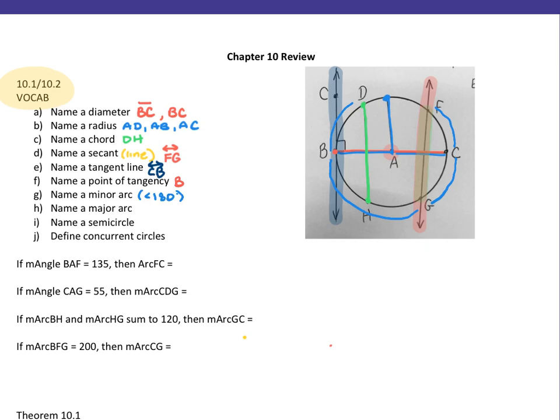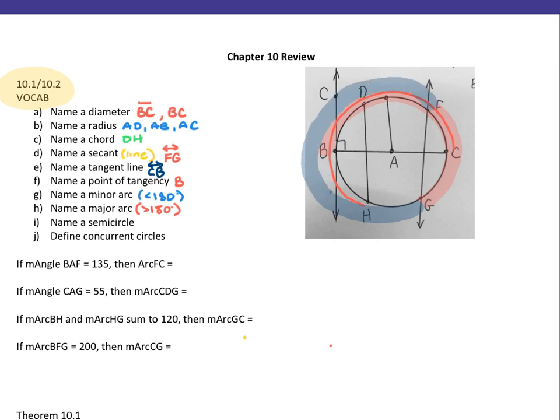A major arc is something that is bigger than 180. So let me clear off some of this stuff on here so we can see this a little bit better. A major arc, for example, could be CDH. It could be CB, any of those letters. We could go back the other way and say G, as long as we go past half. So I could go to G all the way around to F, or I could go G all the way around to C. All of those are examples of major arcs.